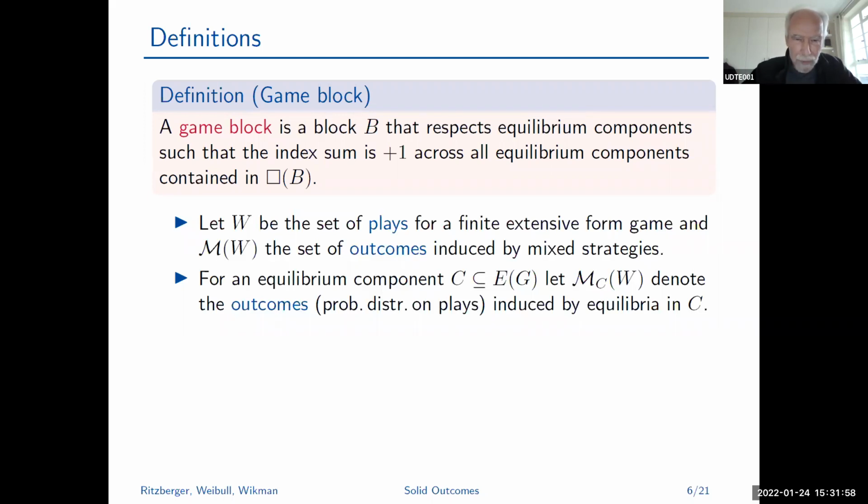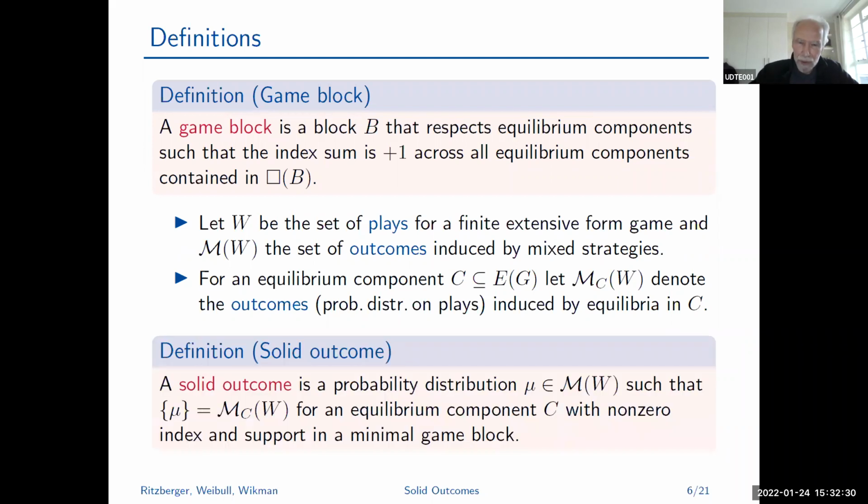Now, to come to the solid outcomes, let's denote by W the set of plays for a finite extensive form game, and by M of W the set of outcomes that are induced by mixed strategy profiles. If I pick an equilibrium component, then M with the subscript for this equilibrium component denotes the outcomes that are induced by the equilibria in the component. Okay? And with this notation, here's the definition of a solid outcome.